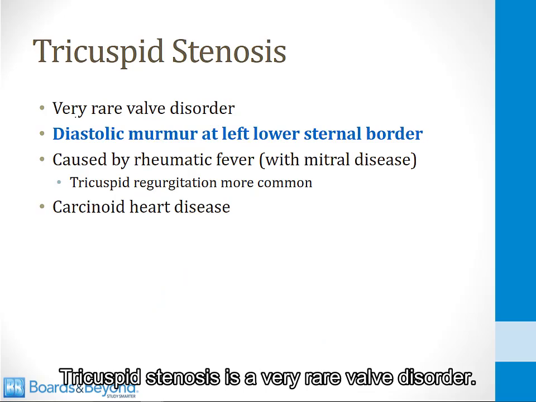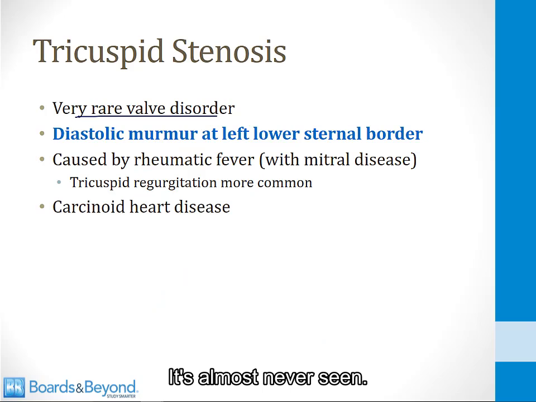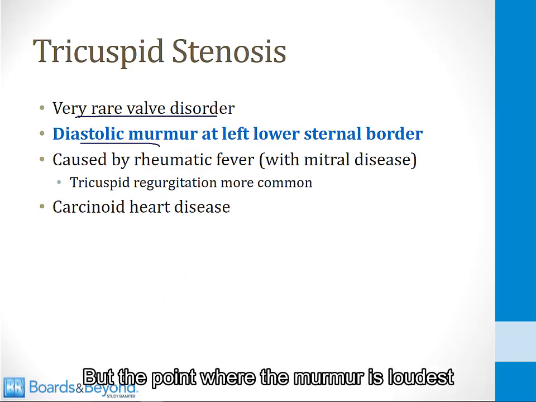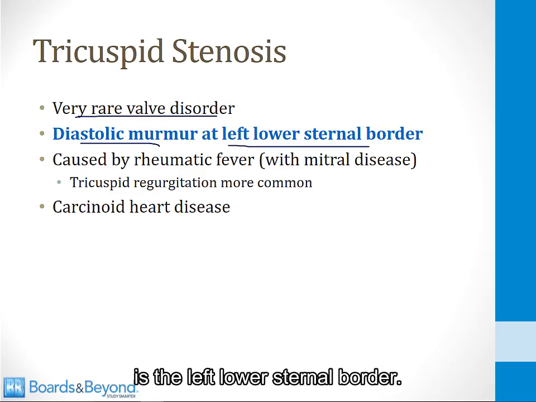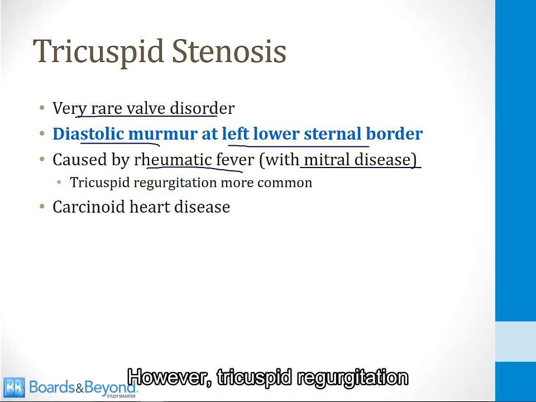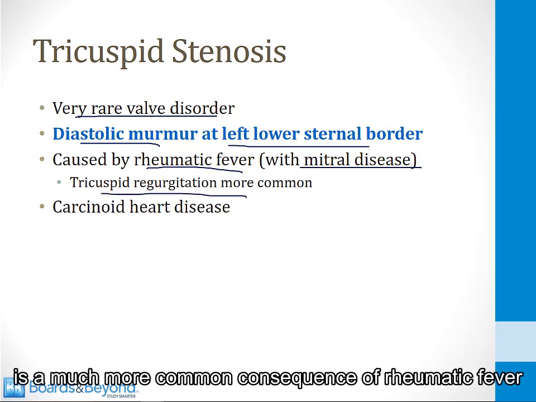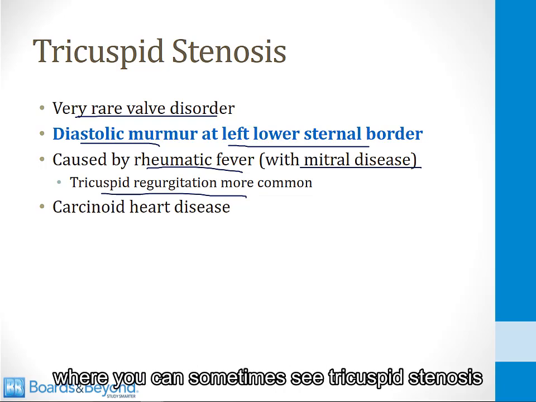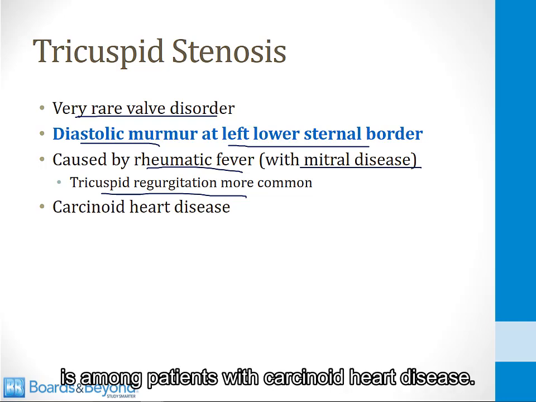Tricuspid stenosis is a very rare valve disorder. It's almost never seen. It causes a diastolic murmur just like mitral stenosis, but the point where the murmur is loudest is the left lower sternal border. This is a different location from where mitral stenosis is heard. When tricuspid stenosis does occur, it's caused by rheumatic fever, usually together with mitral valve disease. However, tricuspid regurgitation is a much more common consequence of rheumatic fever than tricuspid stenosis. The other situation where you can sometimes see tricuspid stenosis is among patients with carcinoid heart disease.